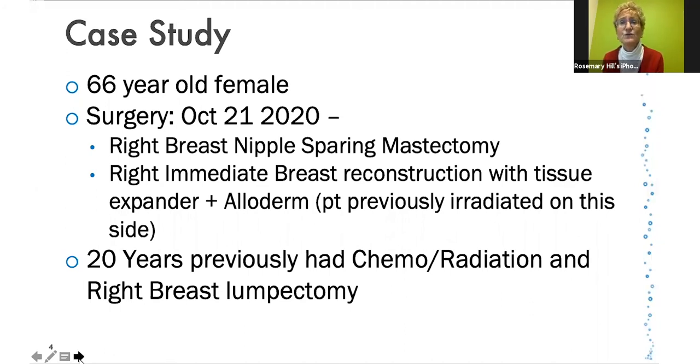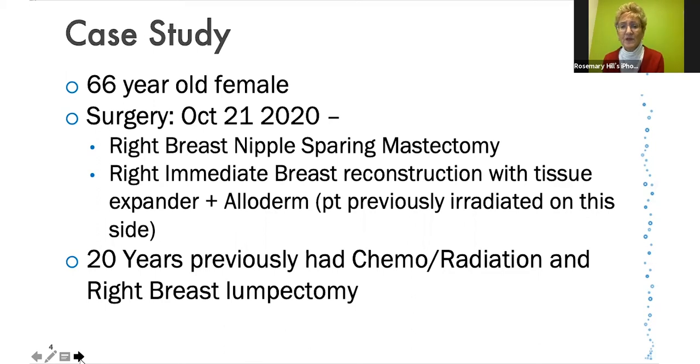It's a 66-year-old lady. She had had surgery on October 21st, right breast nipple sparing mastectomy, and a right immediate breast reconstruction with the tissue expander, and the alloderm was there as well. But it was on a previously irradiated side. So 20 years previously, on that same breast, she had had radiation, and of course at the time had had chemo. And so we realized at the time, the surgeon was well aware that this was a high-risk procedure because tissues that have been radiated are more at risk.